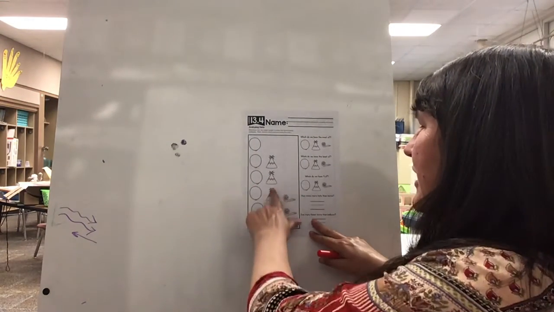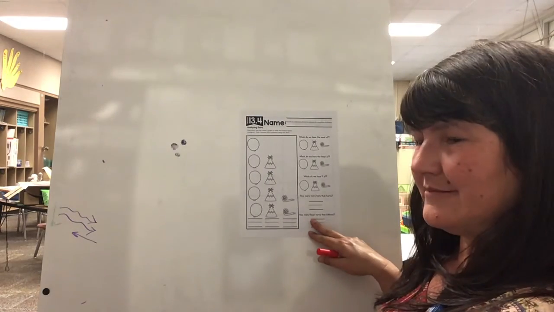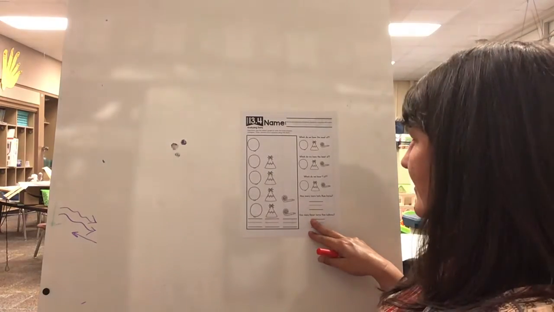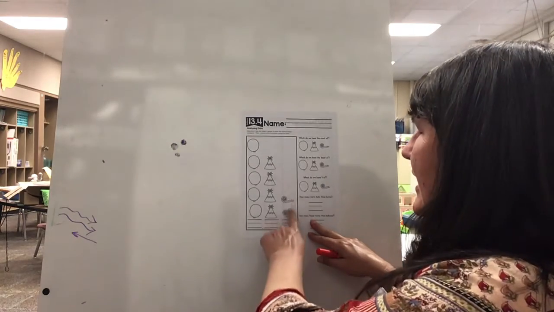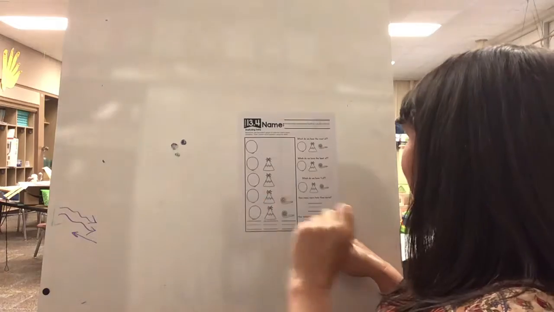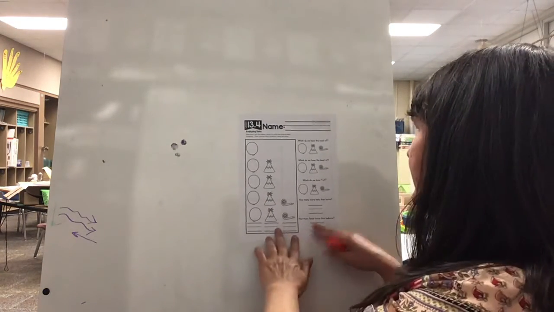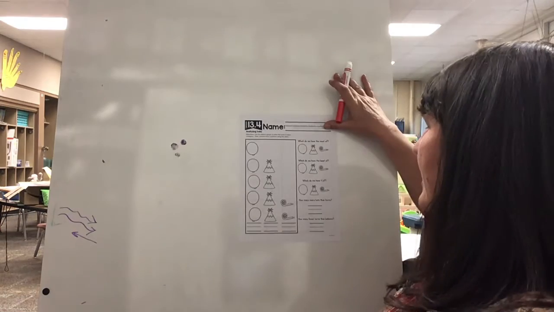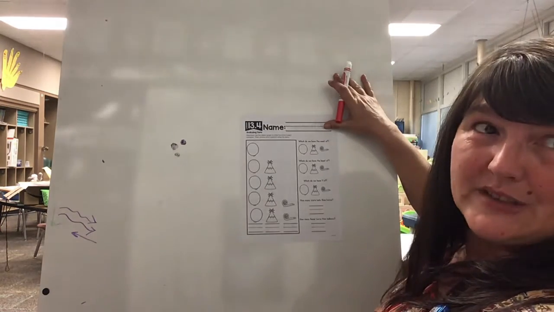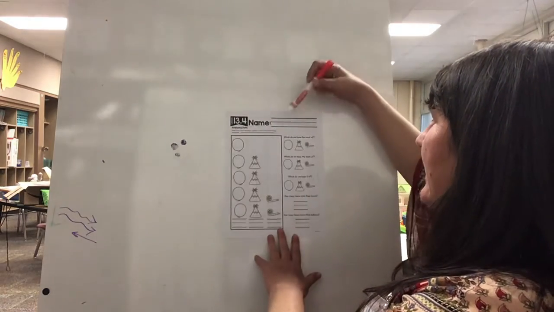Now count the party hats and write how many. Now count these little, I don't remember what they're called, blow things, party favors, and write how many. Do you have all those numbers? I'm not going to give the answers this time. I want you to do your thinking.